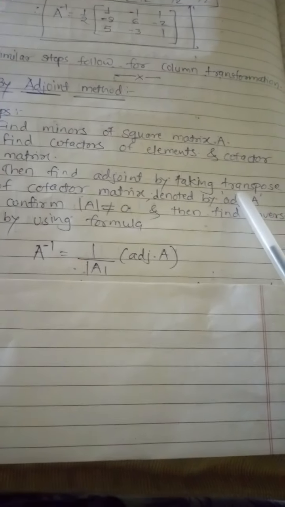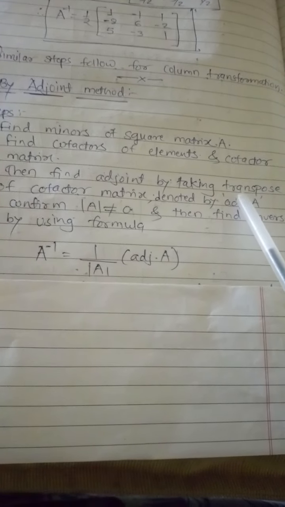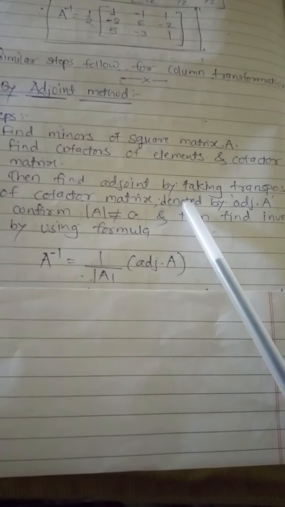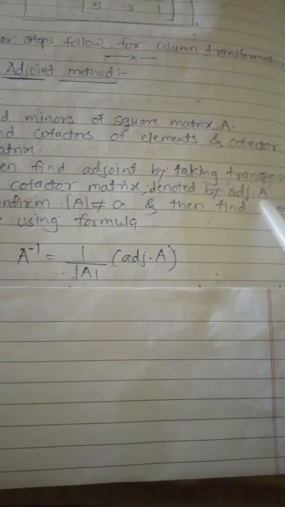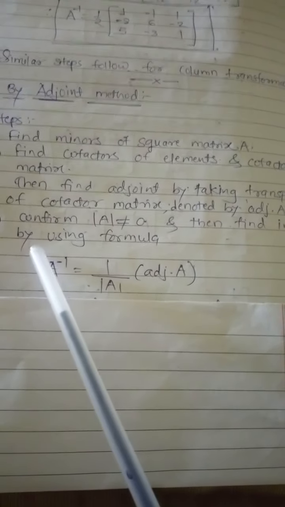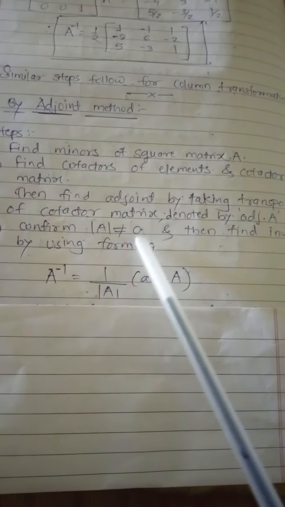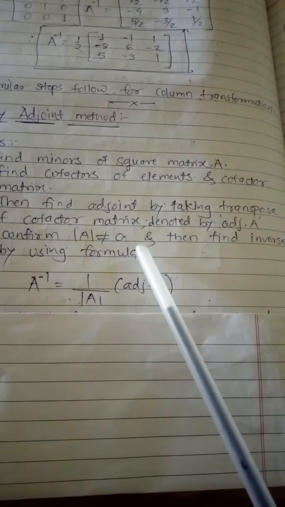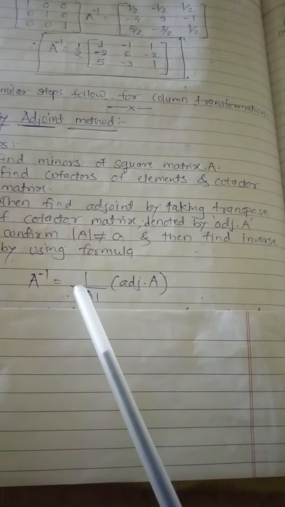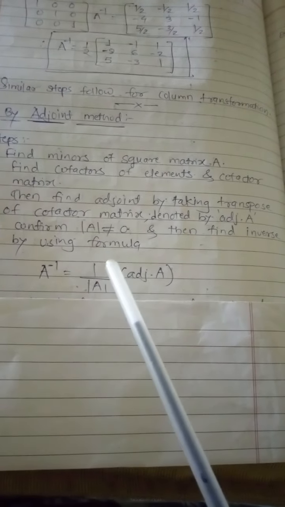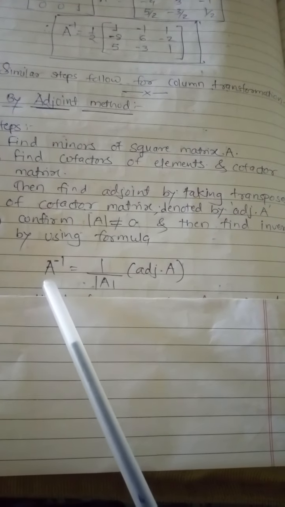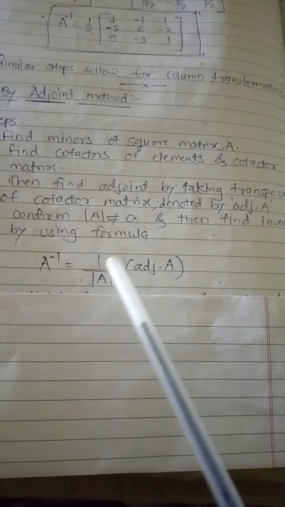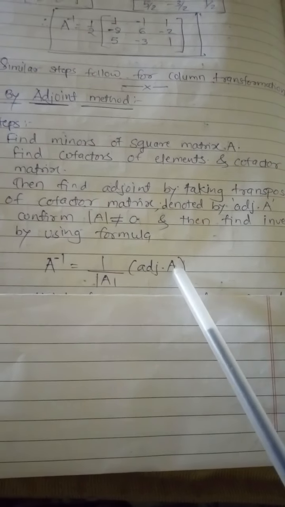All of you know these types of matrices from 11th standard, so you have to use it here. After finding the transpose of the cofactor matrix, you denote it by adjoint of A. Then first we have to confirm that the determinant of A is not equal to 0, and then find the inverse by using the formula. To find the inverse by the adjoint method, the formula is A inverse equals 1 upon determinant of A into adjoint of A.